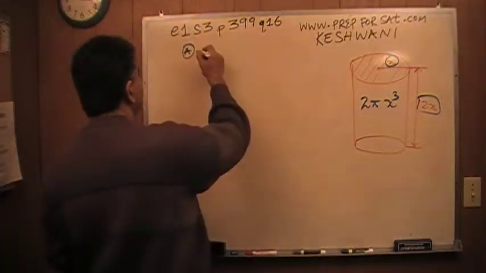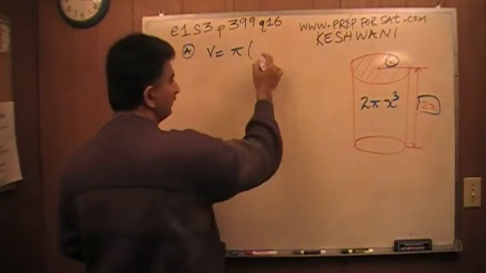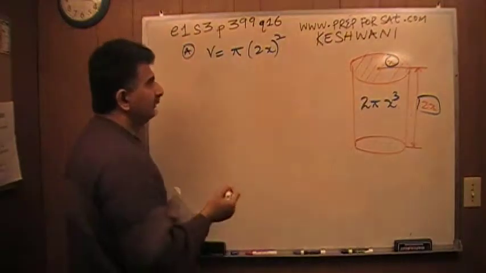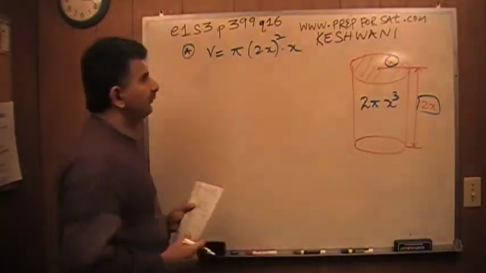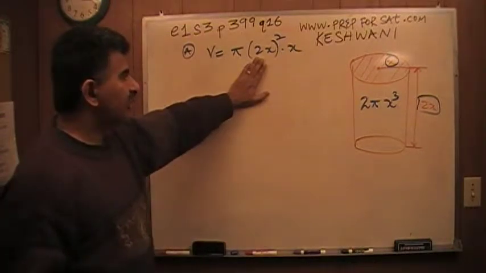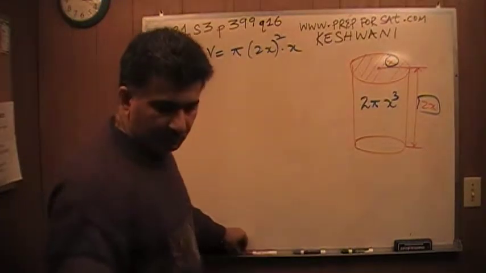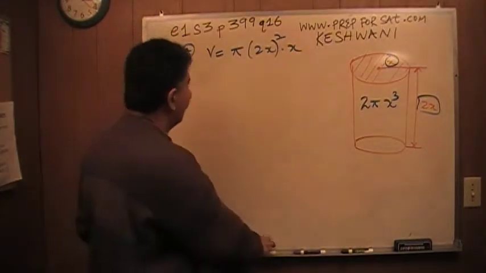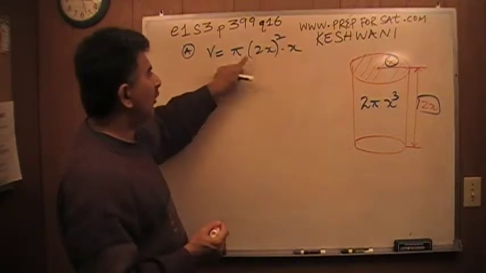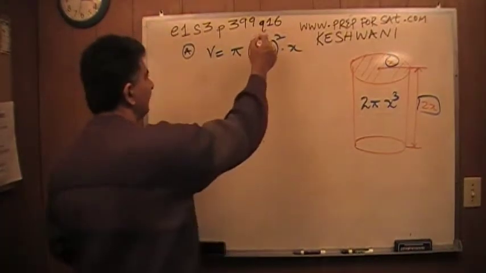How do you find the volume? Pi r squared, which now in A is this, times the height. What happens when you open the parentheses? This 2 becomes 4. We only have a 2 here. We don't have a 4. This is not it. What this quantity is, 4 pi x cubed. We're looking for 2 pi x cubed. This quantity is twice as much. This is not the answer.